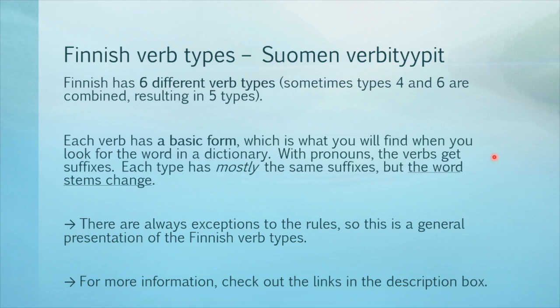Each verb has a basic form, or the so-called dictionary form. This is the form you will find in the dictionary when searching for the word. When you use pronouns, the verbs get suffixes. These are mostly the same in all 6 verb types. However, the word stems change, just like with cases. You can find links with more information in the description box.